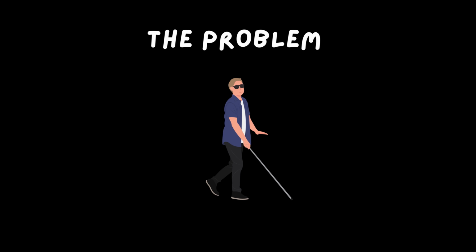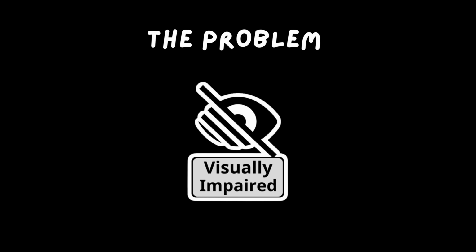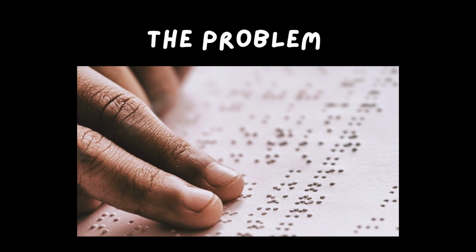So, approximately there are 285 million people worldwide who are visually impaired, and while some people may be born with visual impairments, the majority of cases of visual impairment occur later in life. And most of the visually impaired people use Braille to communicate with the outside world.